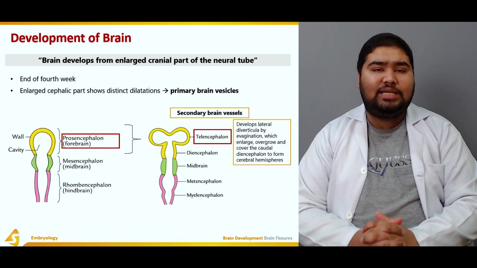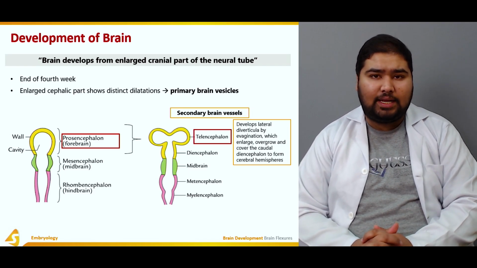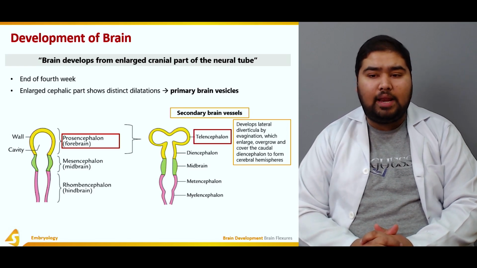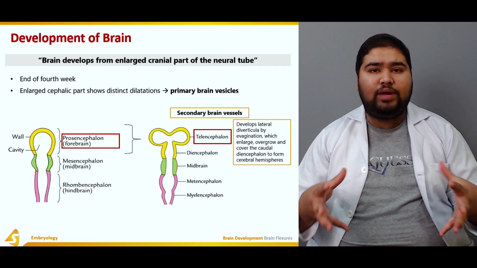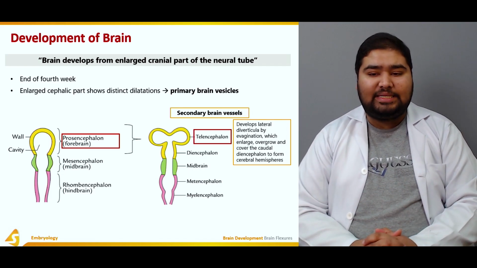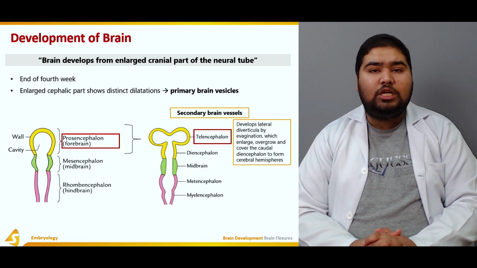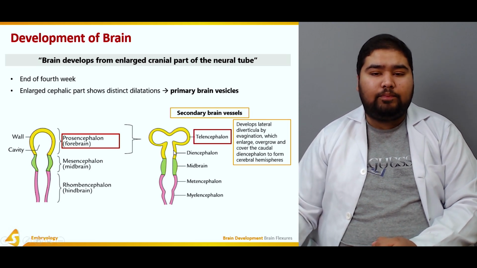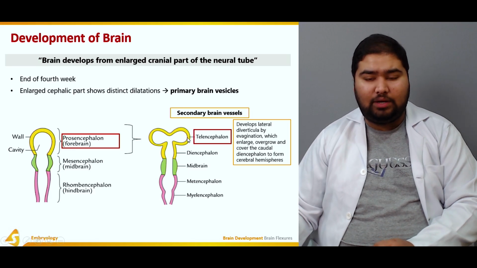So the telencephalon develops by lateral diverticula, which evaginate into the surrounding area and enlarge and overgrow. They enlarge and overgrow and cover the diencephalon to form the cerebral hemispheres. So the cerebral hemispheres are actually formed by the lateral outpouchings of the prosencephalon, now known as the telencephalon.